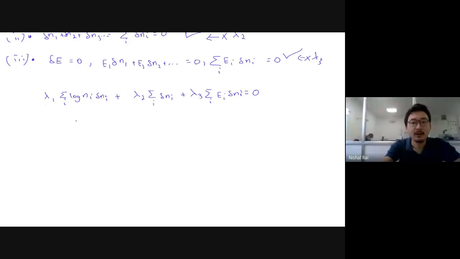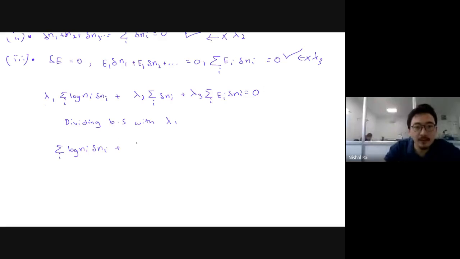Now the second thing we do is divide both sides by lambda 1. So if you divide here by lambda 1, how much will you get? Log of Ni delta of Ni. On the second quantity, you'll get lambda 2 by lambda 1 summation over delta Ni. And on the third quantity, you'll get lambda 3 by lambda 1 summation over i Ei delta Ni, which should be 0.